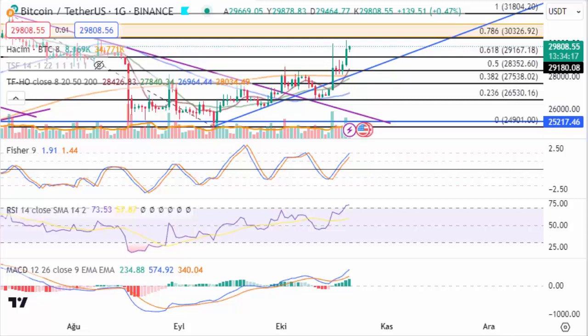At the same time, we can also see an ascending trend, which we've marked with a blue line. Even though this upward trend was broken to the downside, it broke back to the upside with significant volume, and price movements continue to stay above this ascending trend.